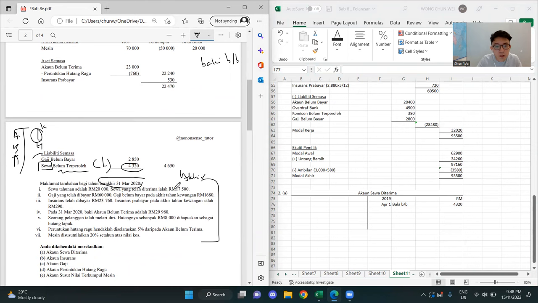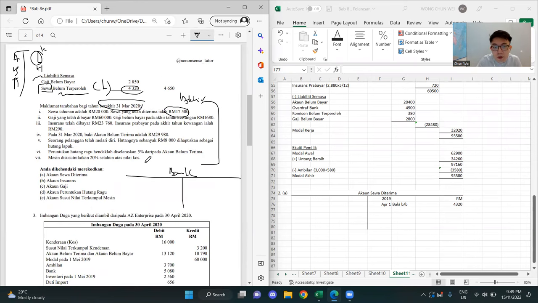Sewa yang telah diterima ialah 17,500. So you have to know which one is sebenar, which one ialah diterima. Sebenar, you send to account untung rugi. Diterima ialah from bank, meaning you receive money, you menerima wang. So let's do sewa yang diterima is 17,500. If you terima sewa in your account bank, we will debit because money comes in. So I will debit bank. Here I write sewa 17,500. So if here I debit bank in my account sewa diterima, I have to credit it.